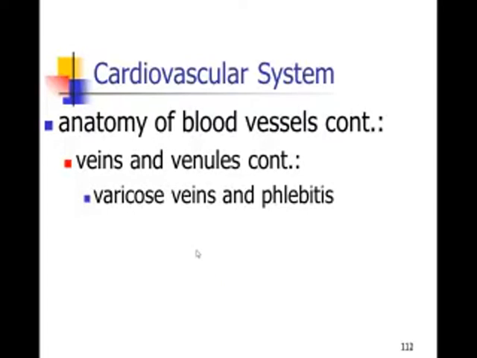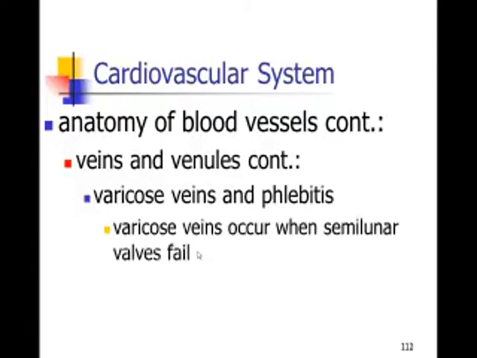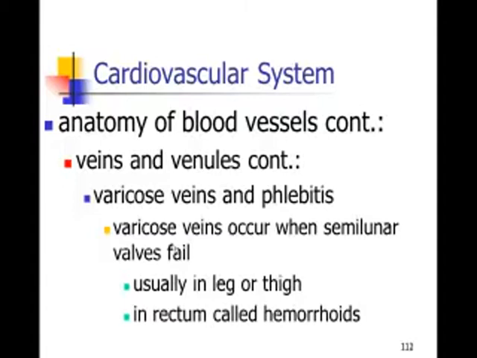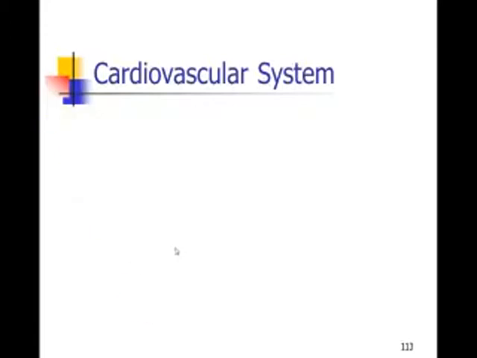Okay, some people have varicose veins. Phlebitis is another problem that can occur. And the varicose veins typically occur when the semilunar valves fail and the blood can go the wrong way. And the wrong way would be away from the heart, back down toward the capillaries. The most common places for varicose veins are in the legs and in the thighs. And if these varicose veins occur in the rectum, they're called hemorrhoids.